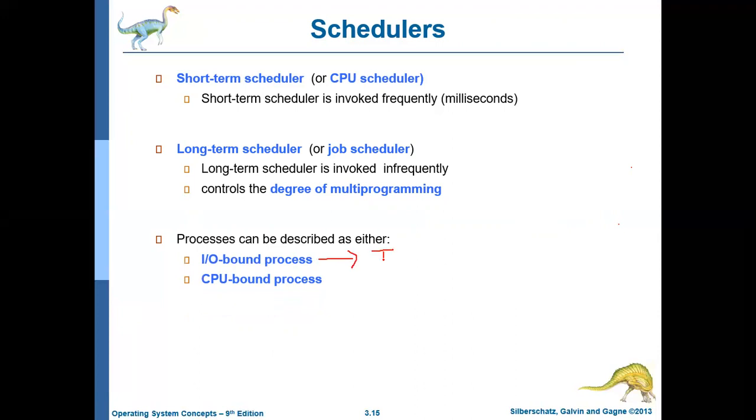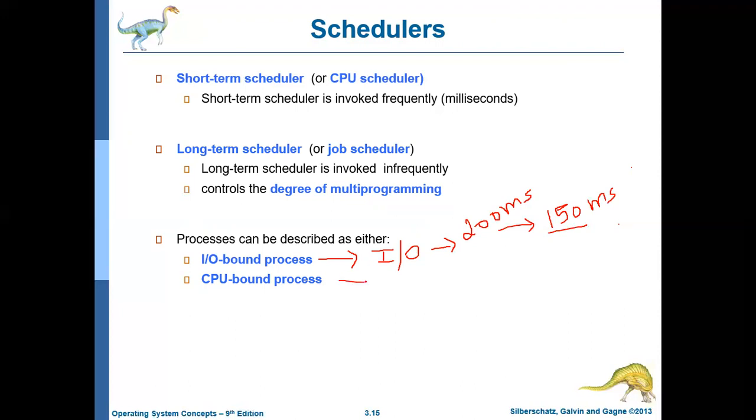IO bound processes spend most of their time performing IO operations. Say a particular process totally needs 200 milliseconds to execute. That is the total time required by this process. But let us assume that out of these 200 milliseconds, it spends 150 milliseconds in IO operation. Then such a process will be called an IO bound process, because during its entire lifetime, it is spending more time in IO operation.